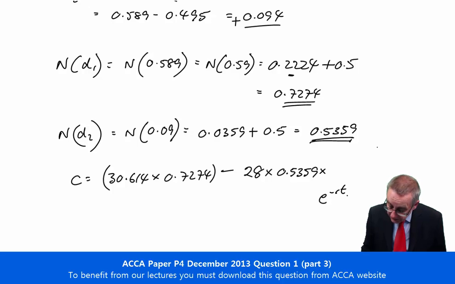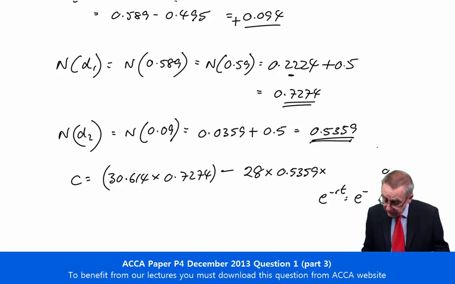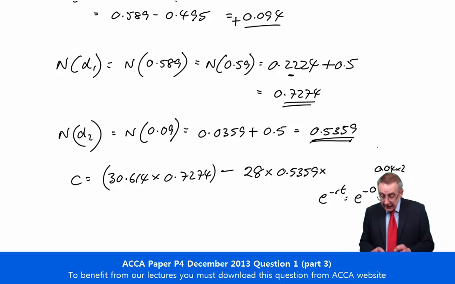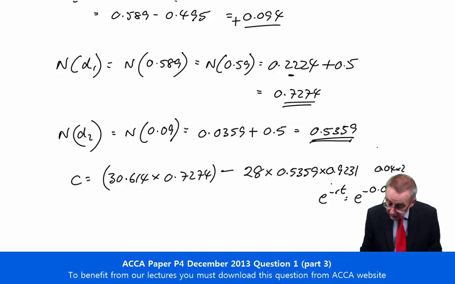So I'll work this out here. e to the minus RT is e to the minus, well, R was 0.04, T was 2, so it's e to the minus 0.08. And if I calculate that, e to the power of negative 0.08, I get 0.9231.